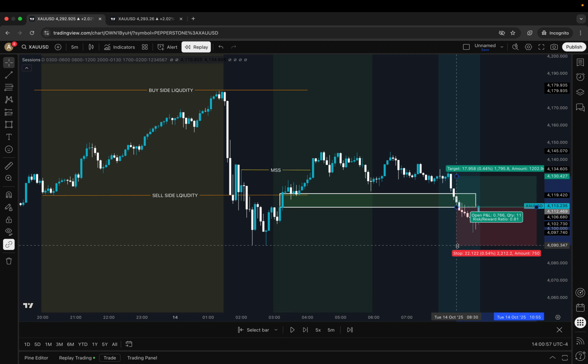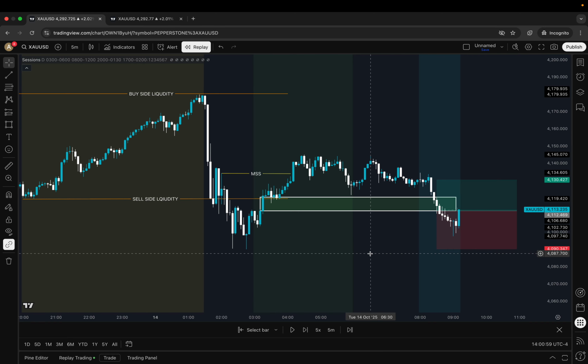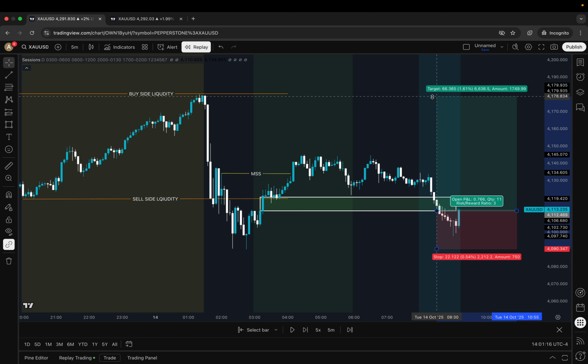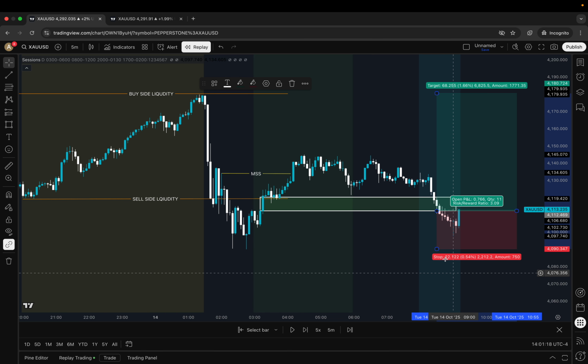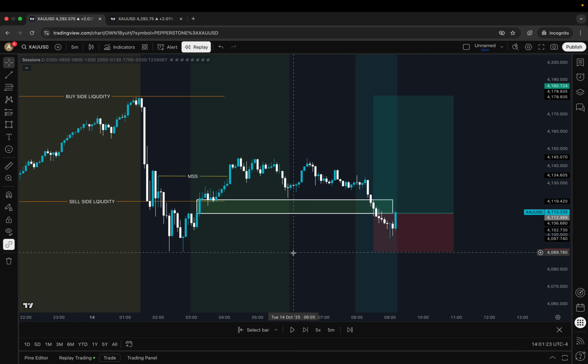Our stop is going to be right here, and there's two ways of taking it. If you look through my YouTube channel, I always say this: you either aim for a 1 to 2 risk to reward, that's your safe option, or number two, you just put your profit target for the opposite liquidity, which is buy side in this case. So buy side liquidity, that's a 1 to 3. I'll put my lows right here, and let's see how this trade plays out.